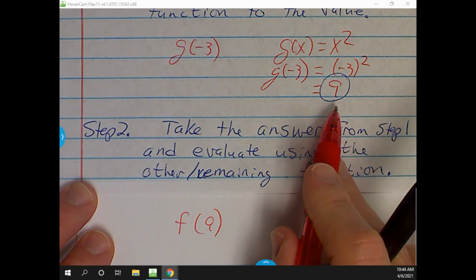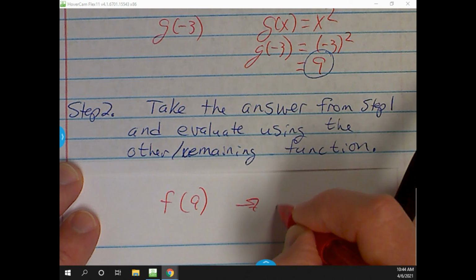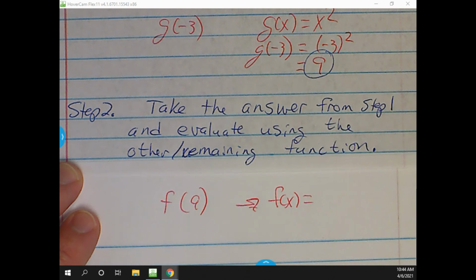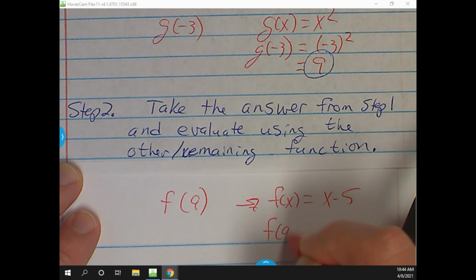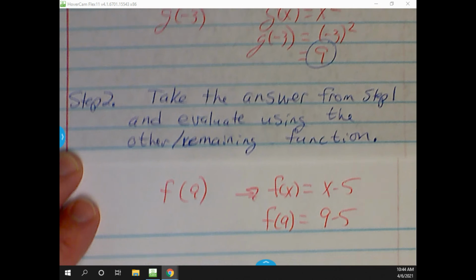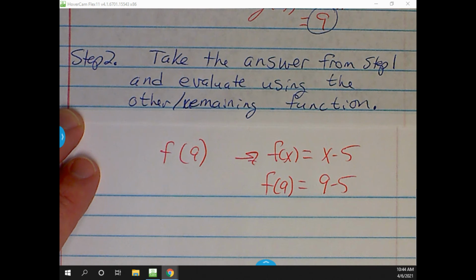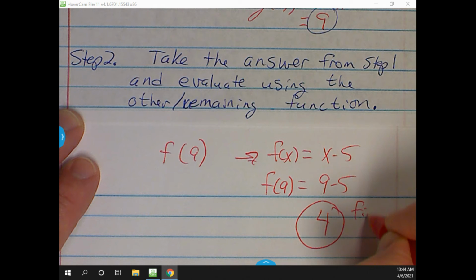We're going to take this 9 that we had here and plug it into the function that was left over, which was the f function from back up here. So we're basically going to find f of 9. Okay, so f of x was x minus 5. So f of 9 is just 9 minus 5. Okay, and then that's going to be our final answer.